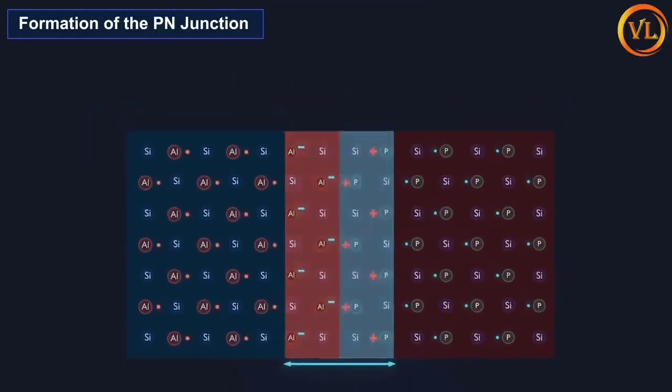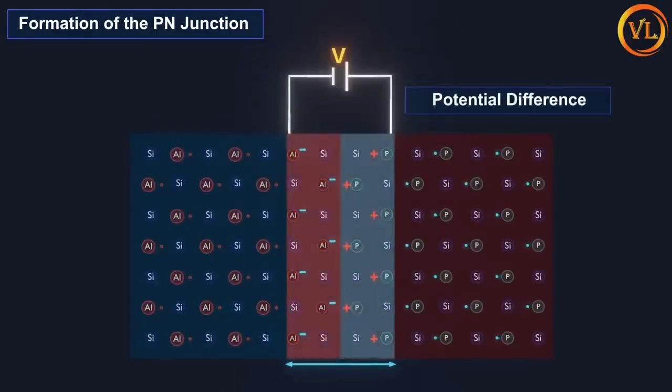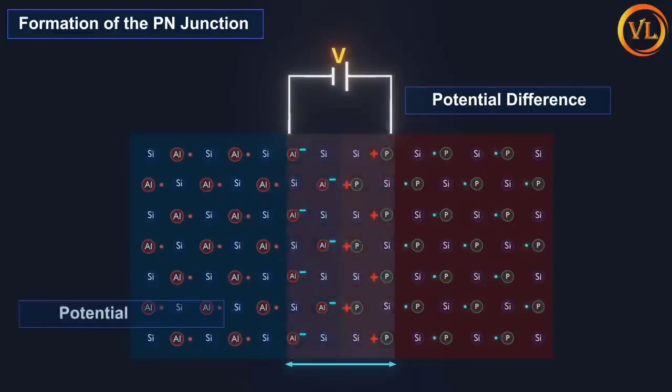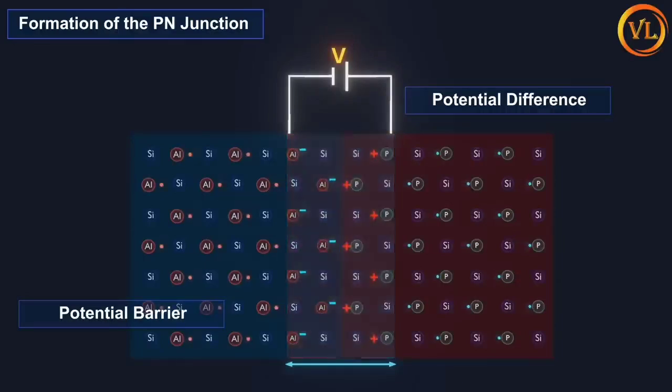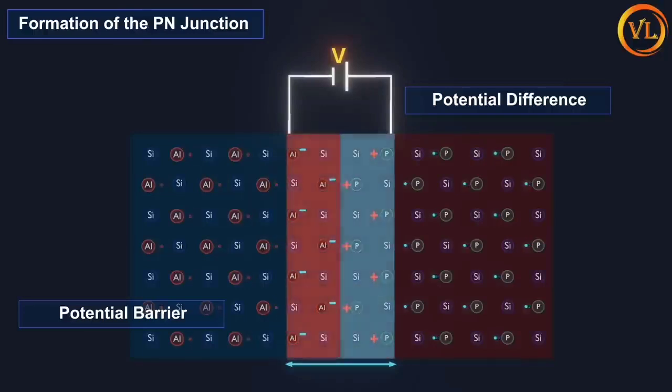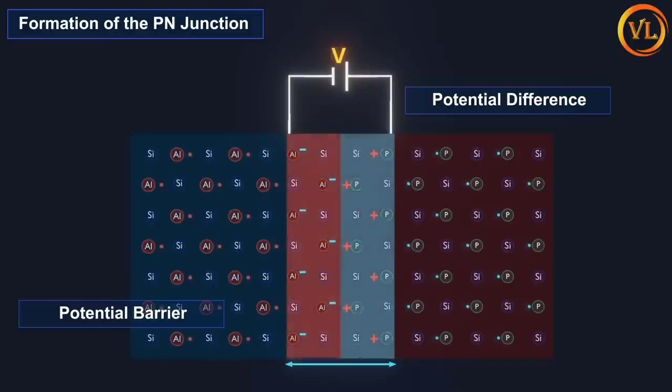In the formation of the p-n junction, the dividing line produces a voltage. This is the potential difference. The potential barrier plays an important, vital role in the p-n junction semiconductor.